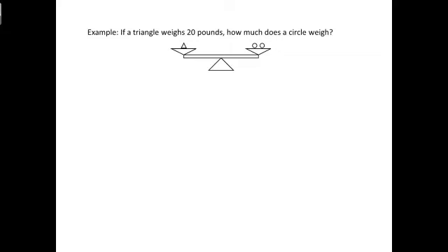We start off with the fact that one triangle weighs 20 pounds. We use the fact that this is balanced to get that two circles must weigh 20 pounds. So if two circles weighs 20 pounds and you want the weight of one circle, you can see that dividing by 2 on each side will get you your answer. If two circles weighs 20 pounds, then one circle weighs 10 pounds.